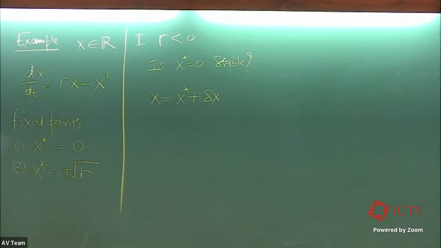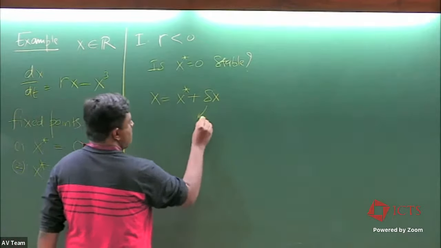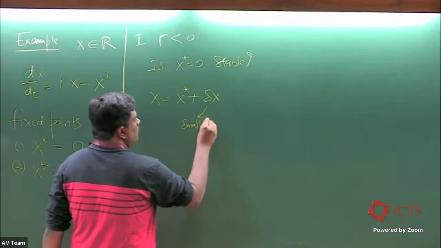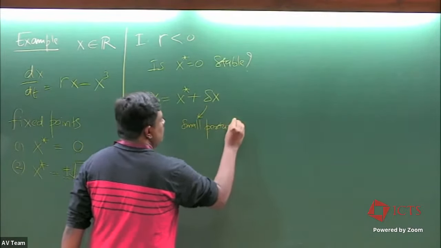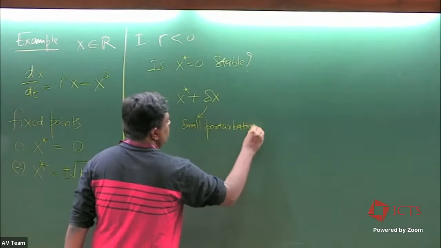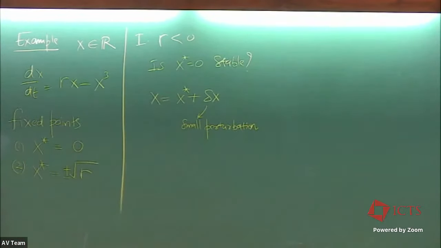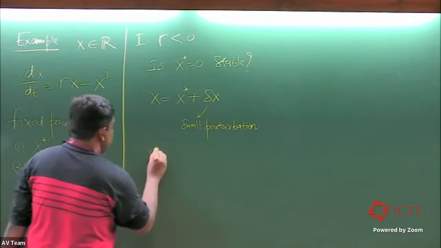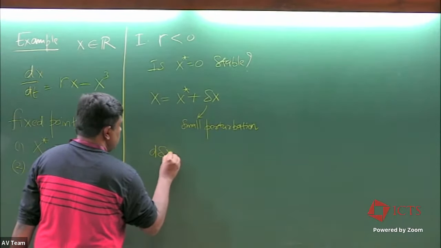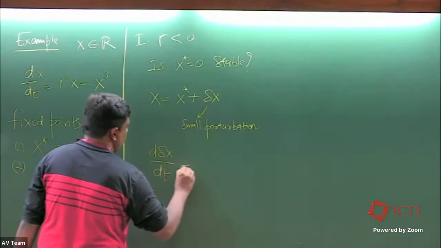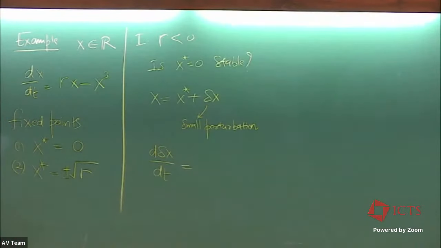So what you say is, I'm going to do a small perturbation, which means I can do a truncation in powers of delta x. If I retain things to lowest order in delta x, then I can figure out what happens to that perturbation. So let's do that. Can you please tell me what is d delta x by dt? Please do the algebra and let me know quickly.